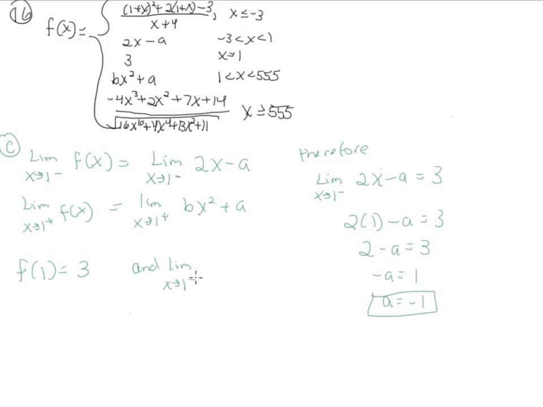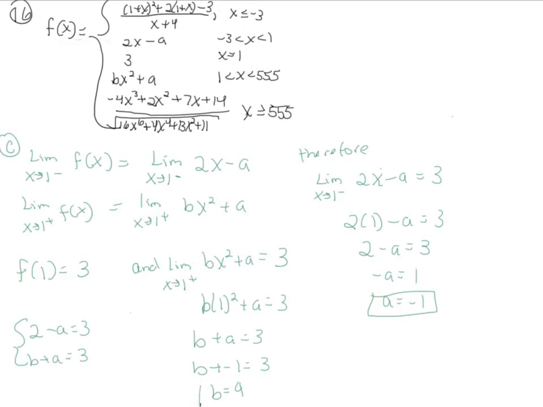I also know the limit from the right needs to be equal to my function value, which will be 3. So I'm going to substitute in the 1 in place of the x, and we end up with b plus a equals 3. Well, from earlier, I figured out that a is -1. So now in my b plus a equals 3, I can replace the a with -1 and solve for b. So to make this a continuous function, a needs to be equal to -1 and b is equal to 4.